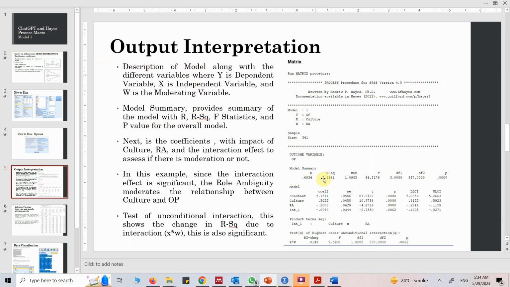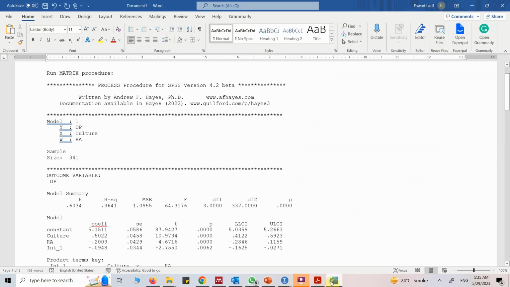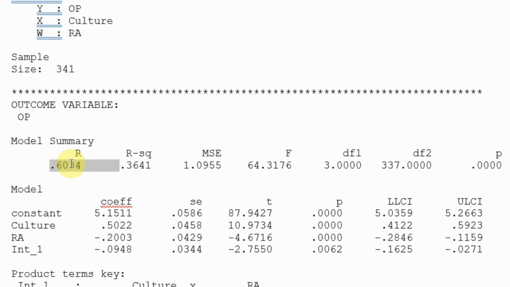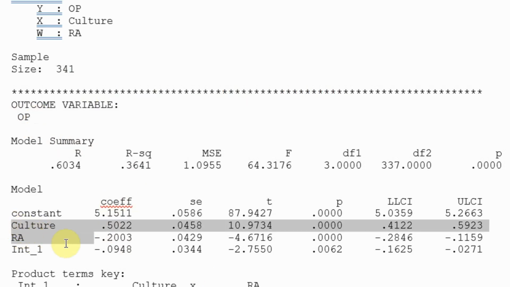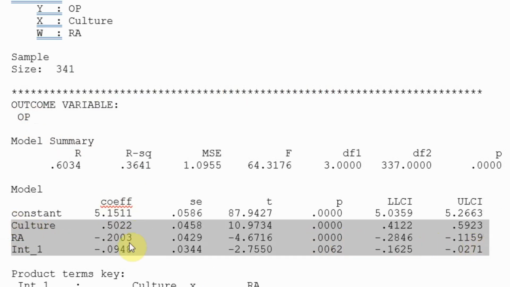Model summary. Now the first thing is you get your model summary, whereas you've got an R value, R square, MSE, F, DF, and all other statistics. I'm not interested in all these statistics. What I'm interested in this case is R, that is the overall correlation. Now this is R square, this is what I'm interested in. If you multiply this with 100, you will get 36.4%. And this would mean that 36.4% change in OP is being accounted by these three here. These three predictors, culture, RA, and the interaction of culture and RA.